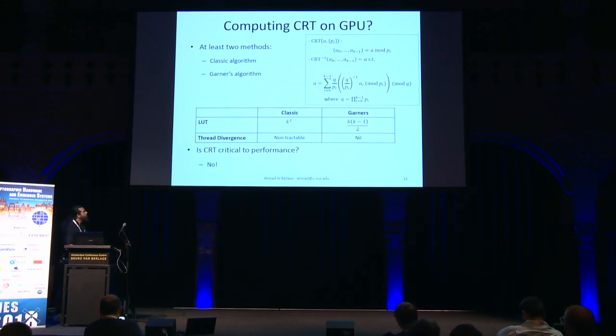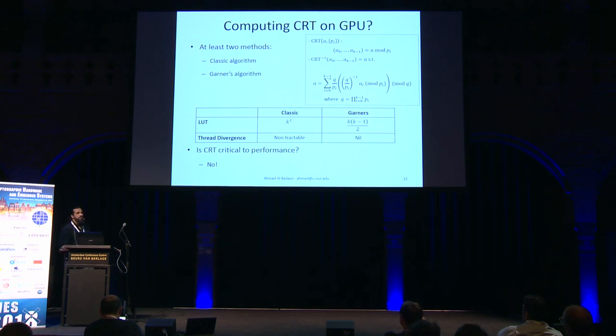CRT, we also include in the paper an implementation of the CRT using the Garner algorithm on GPU. We found that the Garner algorithm is better than the classic algorithm of computing the CRT. And the reason is in this table, we show first the lookup table size. You will need K square for the classic computation. You will need less than that in Garner's. Not much less, but a little less.